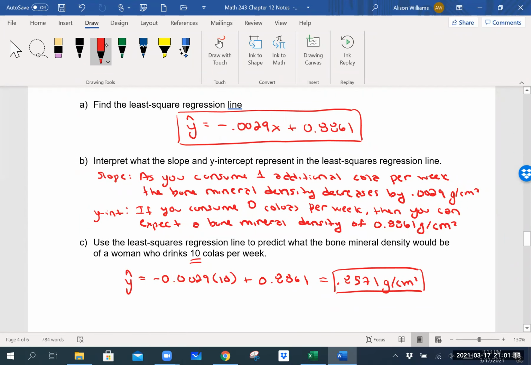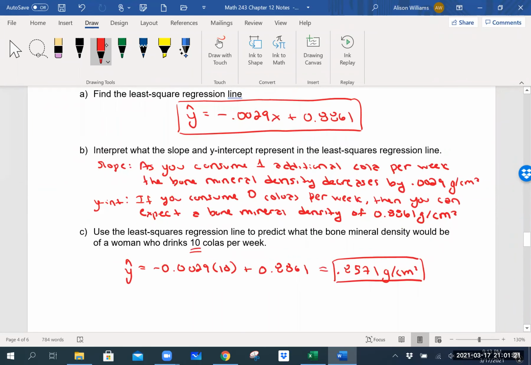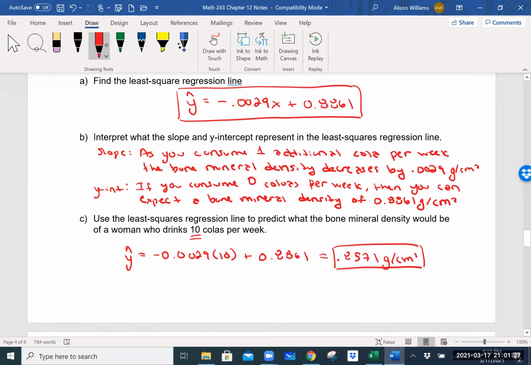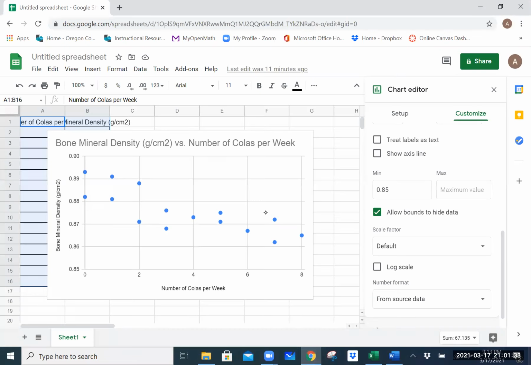Now, I am going to show you how to do this on Google Sheets. And I believe there's one more part of this problem. Yeah, so there's more to this, but I'll get to that in just a second. So let's go ahead and work on Google Sheets. And I should still have the data there from earlier. Yay, I did. Okay, so this should be similar.